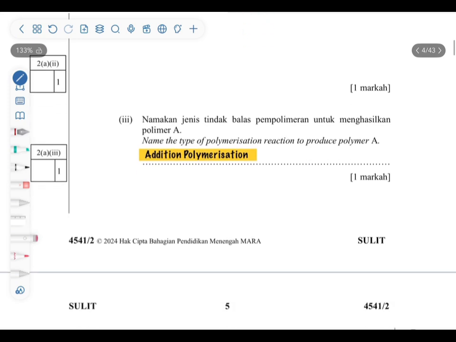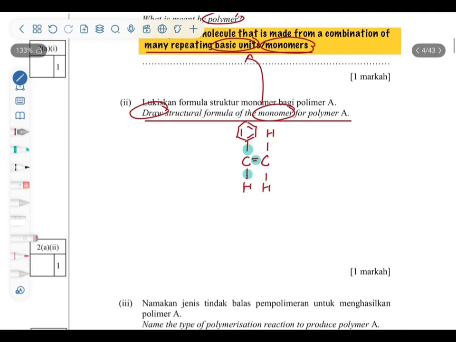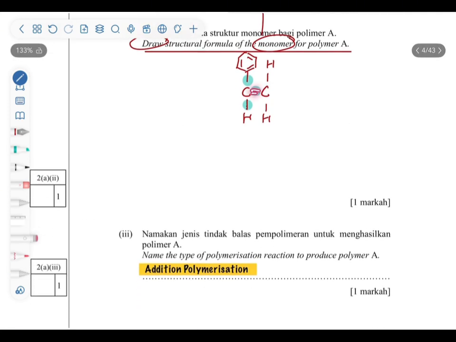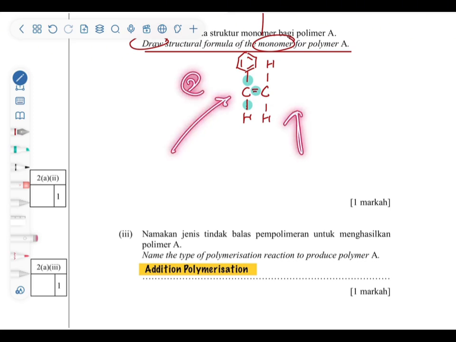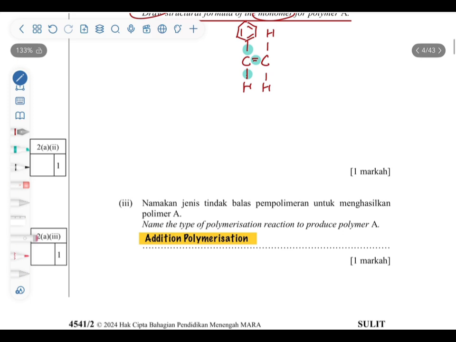Okay, third one. Name the type of the polymerization reaction to produce the polymer A. So for information, we have addition polymerization because it involves the double bond. Basically, if you want to add the second unit over here and then the third unit over here, you need to open out the double bond. So we just add the second and third monomer units into the double bond over here. So that's why we say it is the addition polymerization.